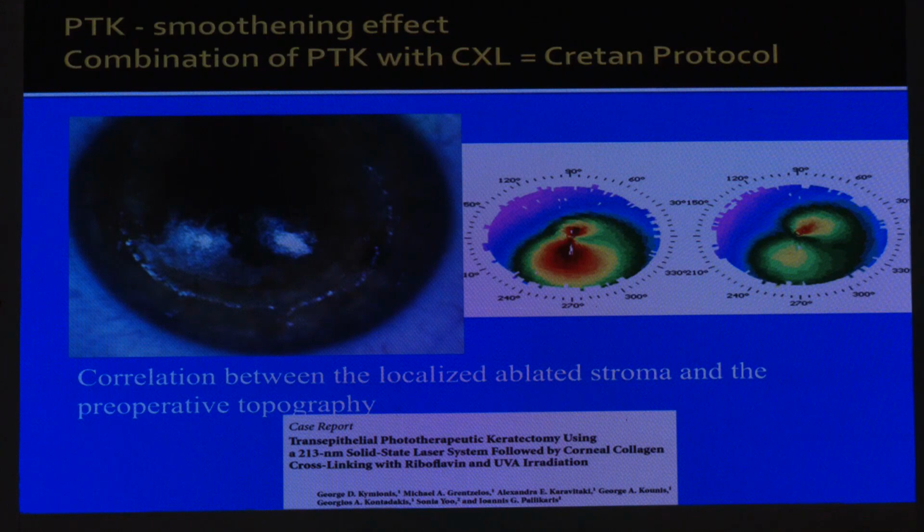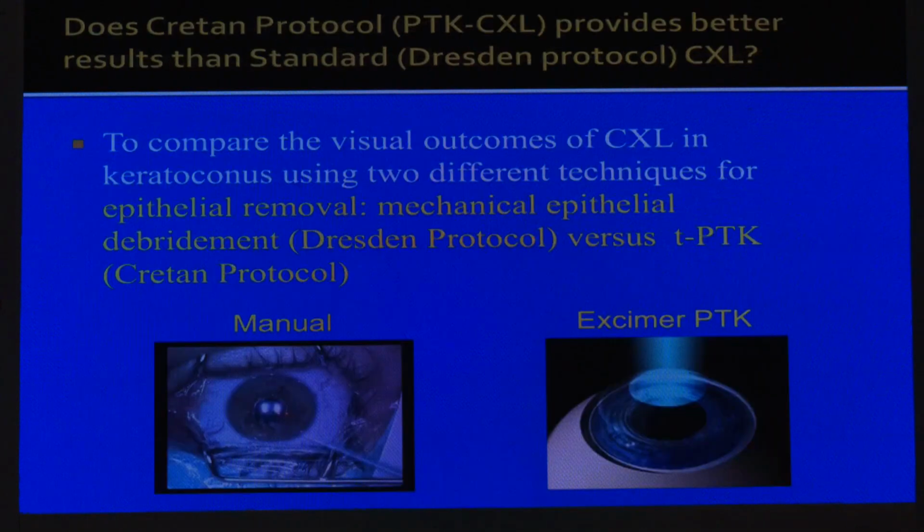So we showcase this in our first paper which we published, in which you can see again the pre and post operative topography, and you could also see the Bowman ablation which has happened at the apex of the cone. Again, we went on to do a long-term study between this new protocol, which was a combination of PTK and CXL, called the Cretan protocol, versus only the standard Dresden protocol in a long-term manner.